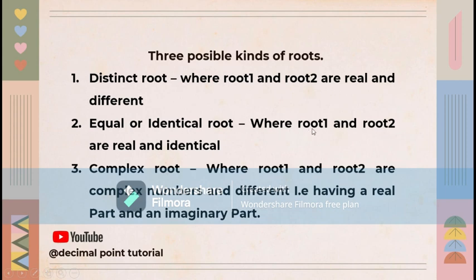The second instance is where root 1 is equal to root 2. That means your root 1 has the same value as root 2. That means they are equal. Then the third instance is where your root 1 and root 2 are different, but they are complex numbers, right? What are complex numbers? Complex numbers are numbers that have a real part and an imaginary part. This is why it is important that you know how to solve a quadratic equation using that formula stated above. Because if you don't know how to do this, then maybe you don't even know about complex numbers.